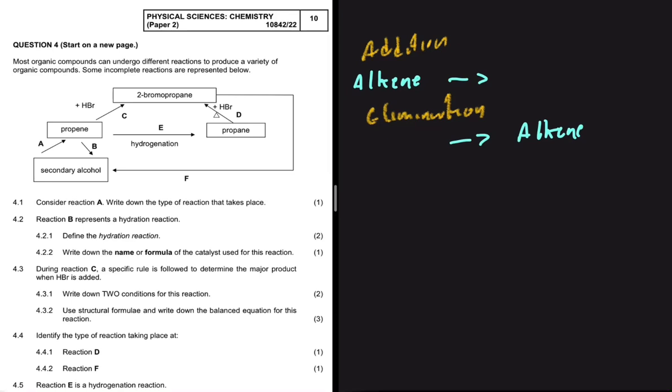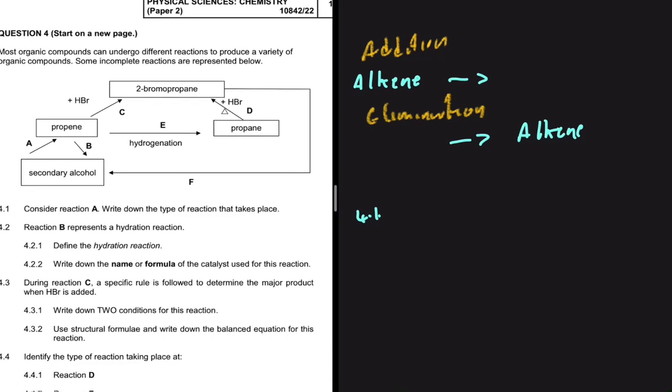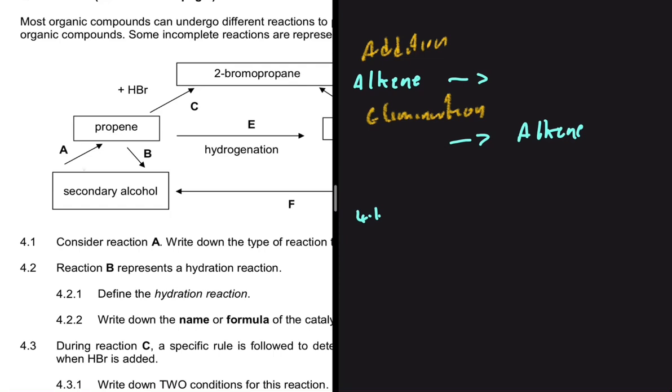What am I even saying? Let me show you what I'm talking about by answering this question. Let's look at 4.1. Consider reaction A and write down the type of reaction that takes place. So reaction A is right here. So let me go through my conditions and see which one is met.